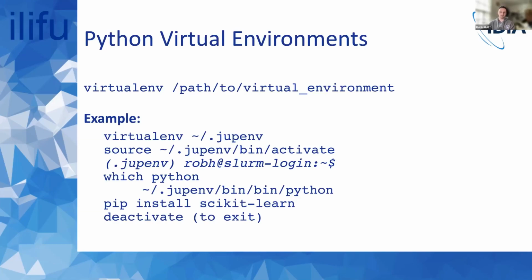And then the third line that you see here with the .jupenv in brackets is what you'll see when the environment is active. So the .jupenv in the brackets shows that you're inside your created virtual environment, and then you can use which python to check the version of Python that you're using. And then finally, you can install whatever Python packages you want. So here's an example. I'm installing scikit-learn. And then finally, you can use deactivate to get out of your Python virtual environment.